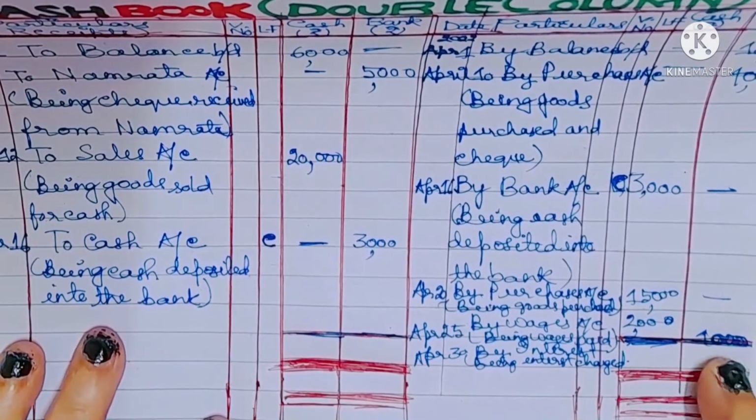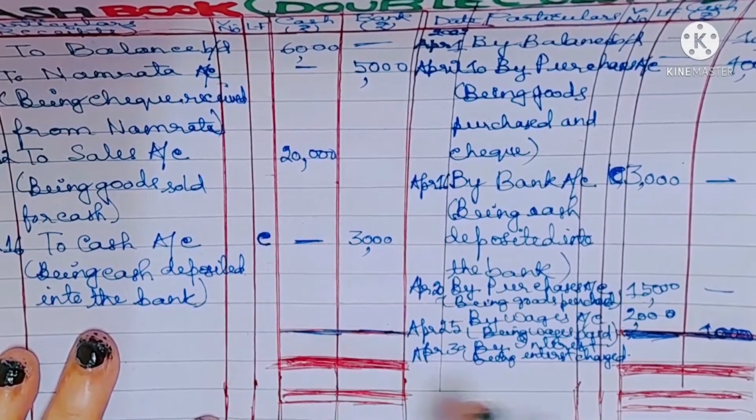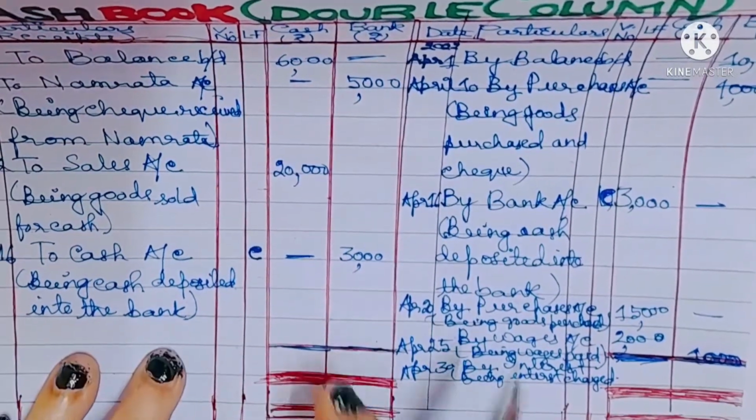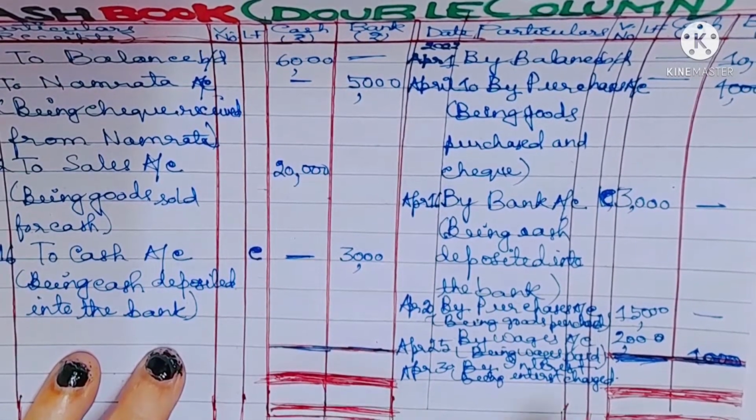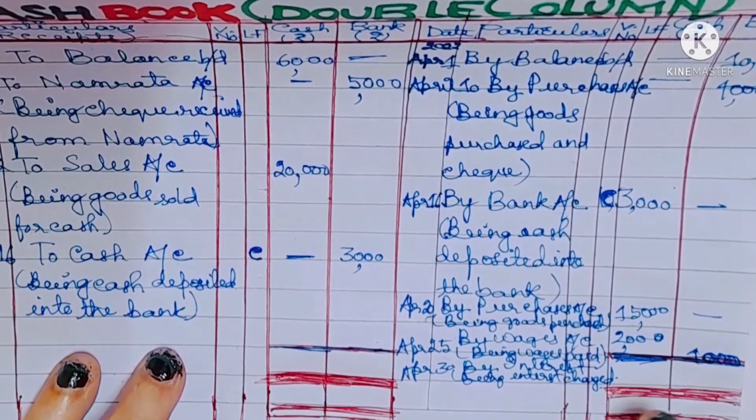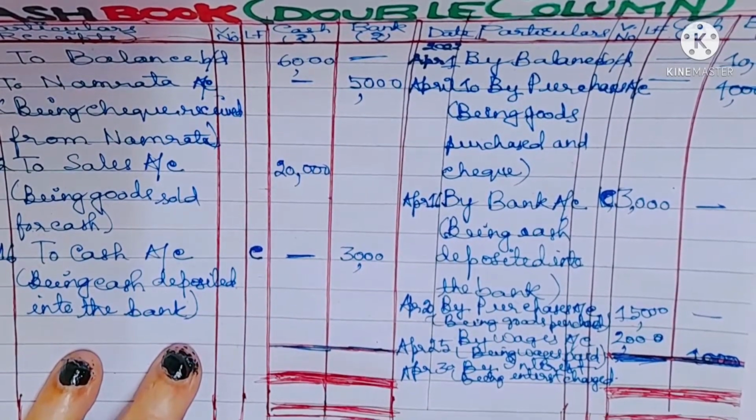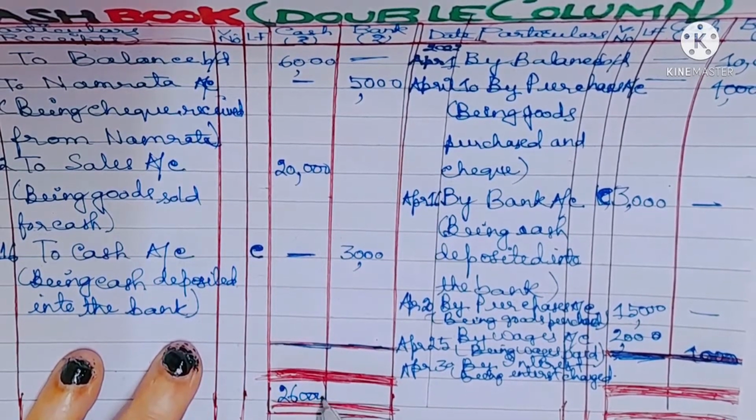Okay, now let's calculate the total of cash column on the debit side and the total of cash column on the credit side. The total of cash column on the debit side is 26,000 and the total of cash column on the credit side is 20,000. So we'll have to write the amount whichever is bigger. Since the total of debit column is bigger than the total of credit column, we'll have to write 26,000 on both the sides. This is the rule.